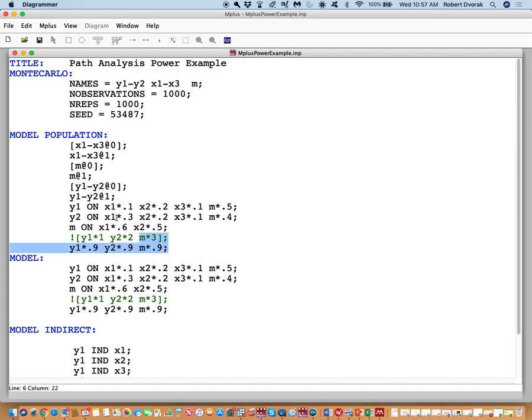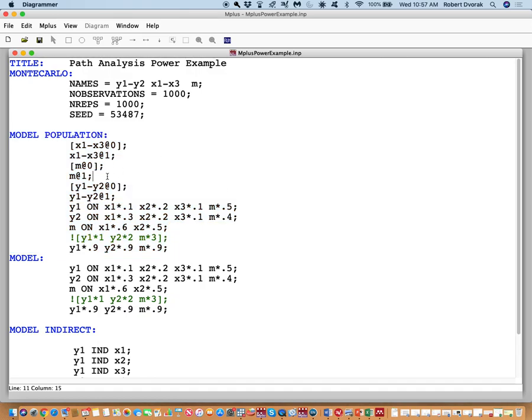Okay. M+ requires you to put in your model population. This is where you're telling M+, these are the effects that we assume are true based on the population, the larger literature that we've got. Some of this is also required in the model, some of it's not. These do not have to be exactly the same, and I want you to think about why your model population and your model might be different. We'll talk about that in a second.